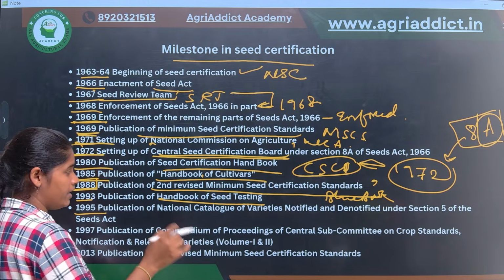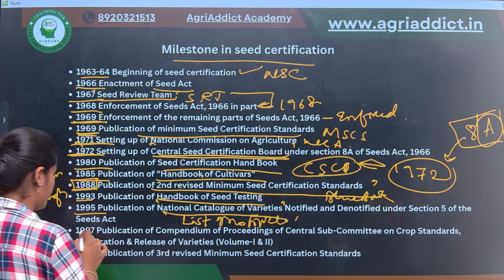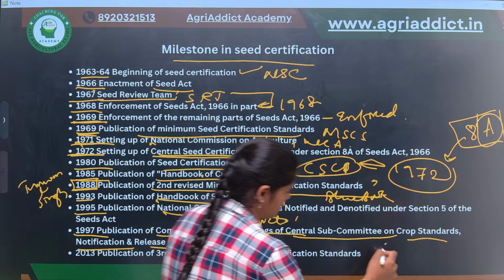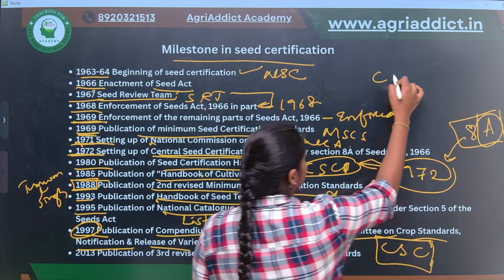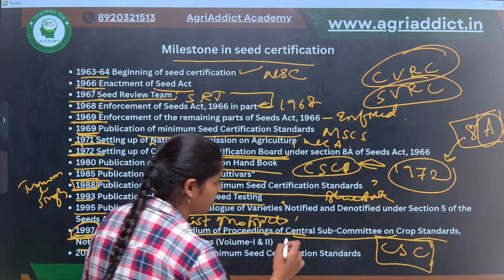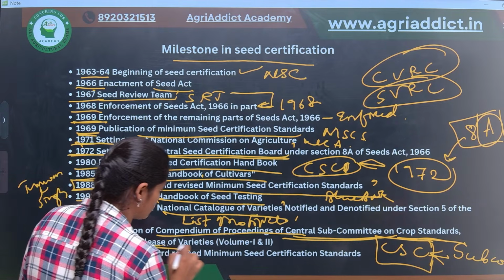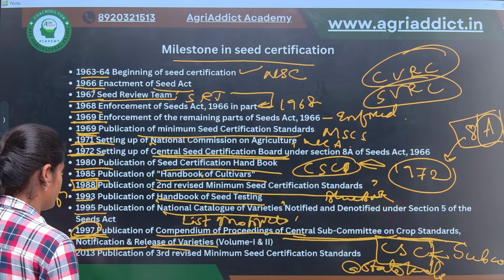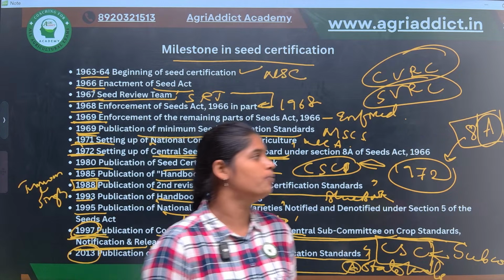In 1995, we published the National Catalogue of Varieties, the list of all the notified varieties. Then in 1997, we published the compendium of proceedings of the Central Subcommittee on Crop Standards, Notification and Release of Varieties, that is, the CSC. Till 1997, who was responsible for the release of varieties? We had the CVRC and SVRC, the Central Varietal Release Committee and the State Varietal Release Committee. But from 1997, it shifted completely to the Central Subcommittee. Under it, we have subcommittees on crop standards, notification and release of varieties. We have the same subcommittees at the state level also. Some state varieties are released through these state subcommittees. And 2013 is the third revised minimum seed certification standards, which we are currently following, the 2013 Blue Book.